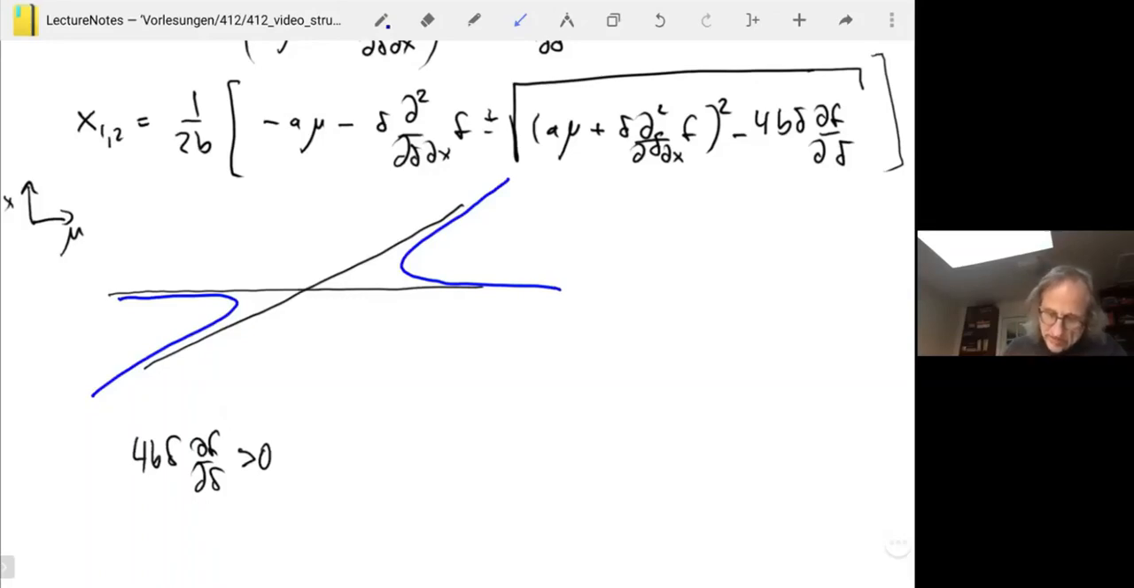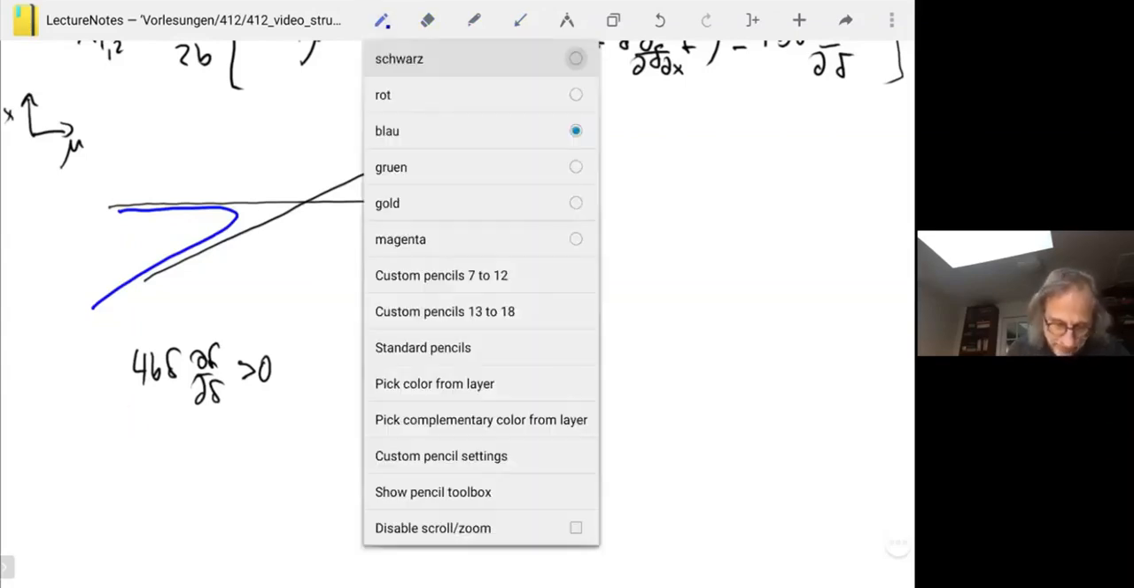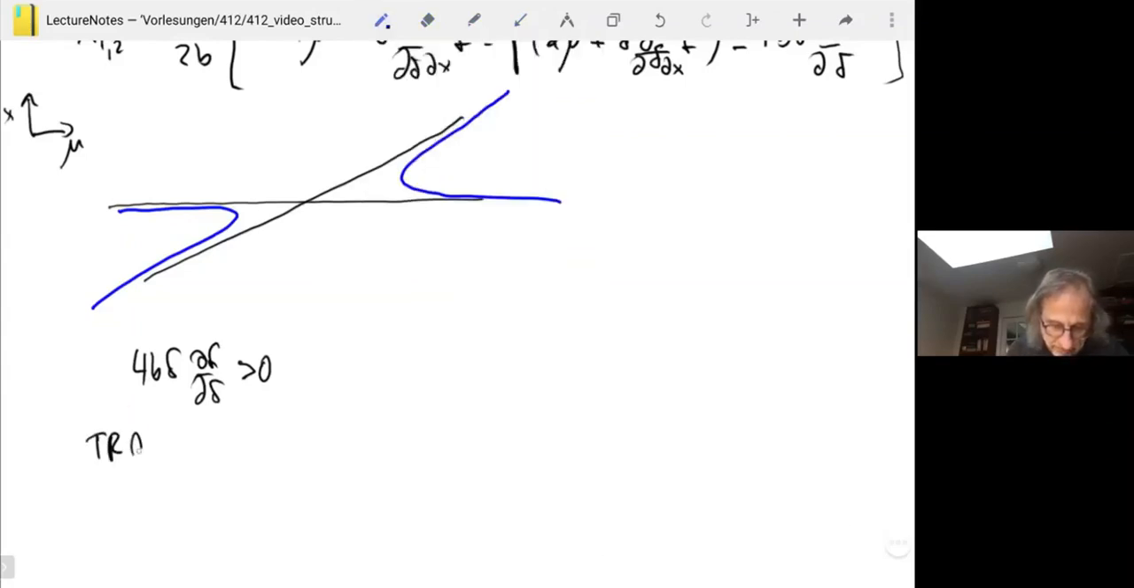So let's maybe write that down. So here, the transcritical bifurcation has been replaced by 2 saddle node bifurcations.